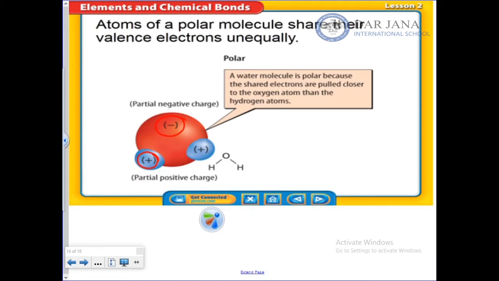Because the electrons are pulled closer to the oxygen atom from the hydrogen atoms, this gives it a partial negative charge. So the electrons are being pulled closer to the oxygen from both sides. So they are giving it the negative sign. Or we can say that the oxygen atom has a partial negative charge, while at the same time, the hydrogen atom will have a partial positive charge.